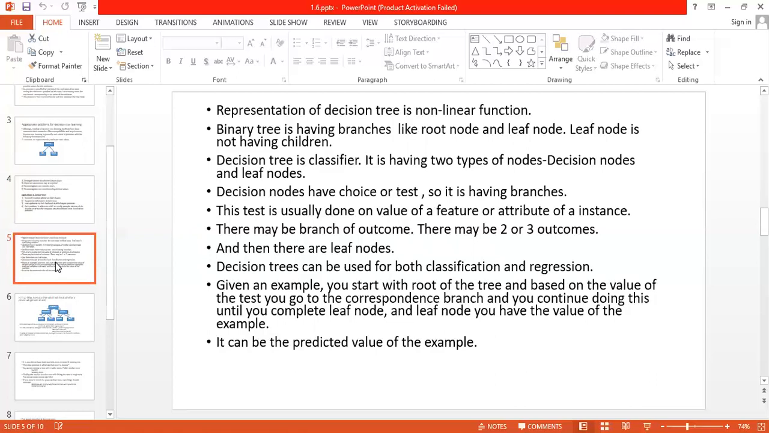and it can be the predicted value of the example. So what we have to do is, we are given a data set, then we have to finalize which will work as a root node, basic root node or main root node for that data set. For that, we are having some formulas. We are going to see that after doing the calculations only we can reach that answer.